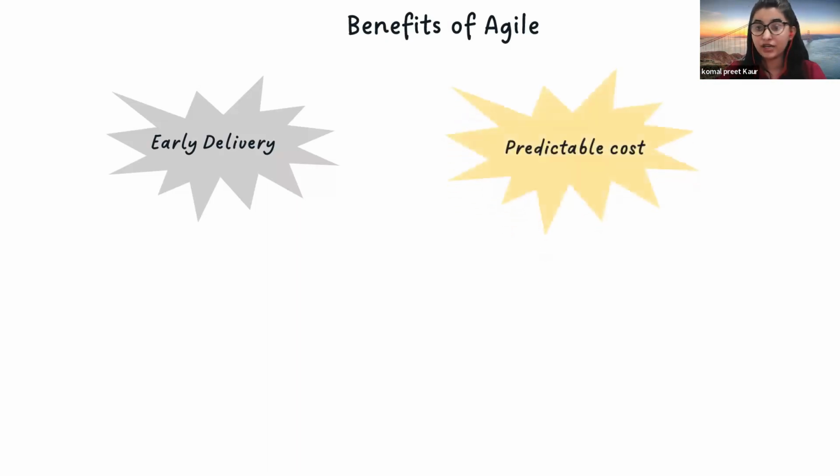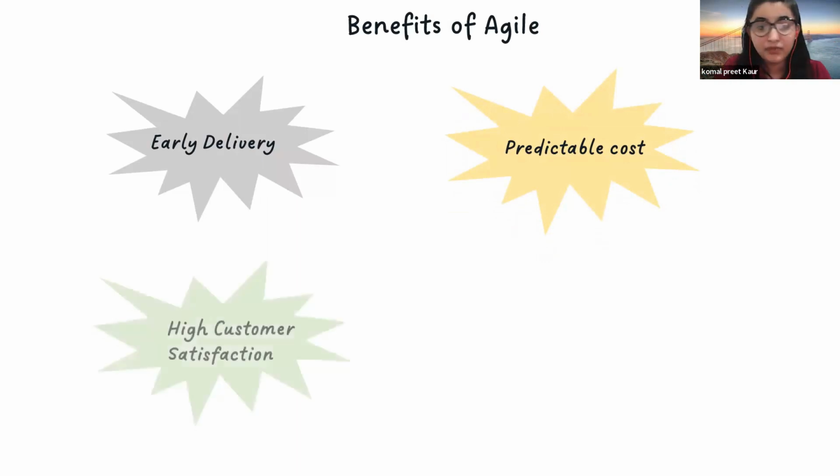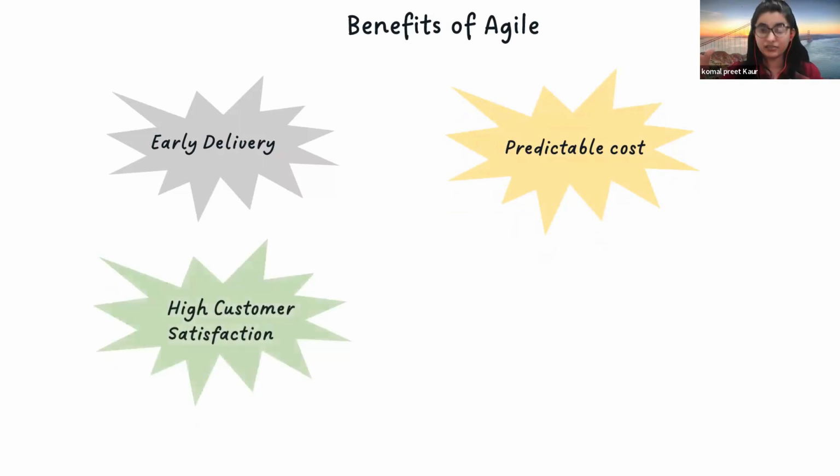And the next one is predictable cost. So instead of a 6-month project, what do you think? Can you predict the cost of a 6-month project or of 2 to 4 weeks? Obviously 2 to 4 weeks, right? So cost is predictable, it'll be less use of cost, and then comes higher customer satisfaction. This is one of the main advantages.